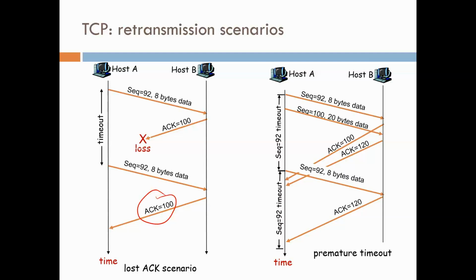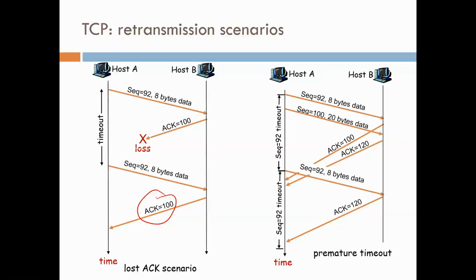In the example on the right, A sends two packets, one with sequence number 92 and 8 bytes, and one with sequence number 100 and 20 bytes. The two acknowledgements are sent from B. Let us say that host A sets the timer to a very short value, and it expires before the acknowledgements arrive. The timer always expires for just one packet. That means you never retransmit two packets at once. The timer is always for the oldest unacknowledged packet, so this would be the packet with sequence number 92.